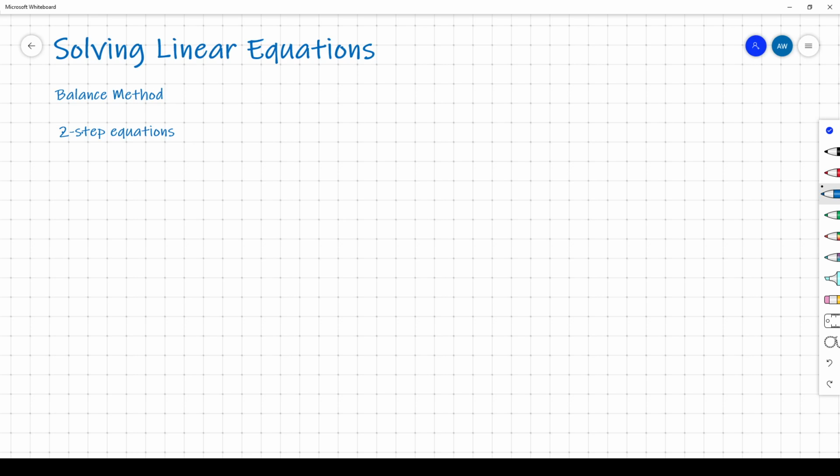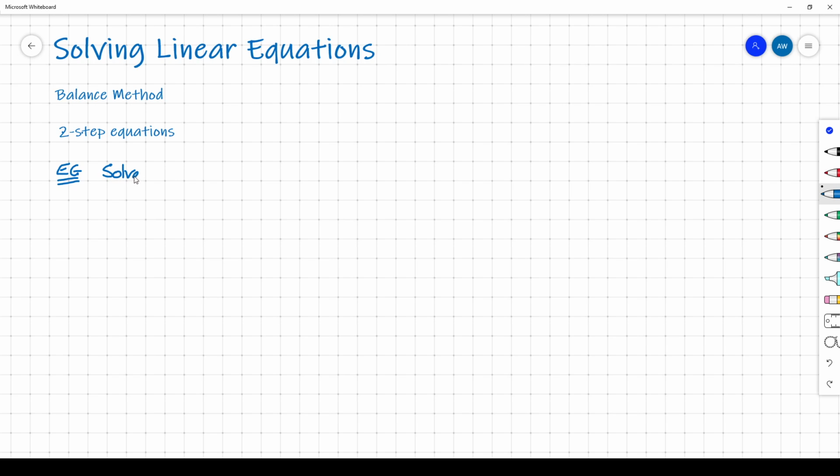Okay, this is our second video in solving linear equations using the balance method, and this time looking at two-step equations. So again, let's get into an example and you can see what I mean by two-step equations. In the previous video it took us one step in order to solve the equation. In these equations it's going to take us 2 steps to solve the equation. So let's have a look.